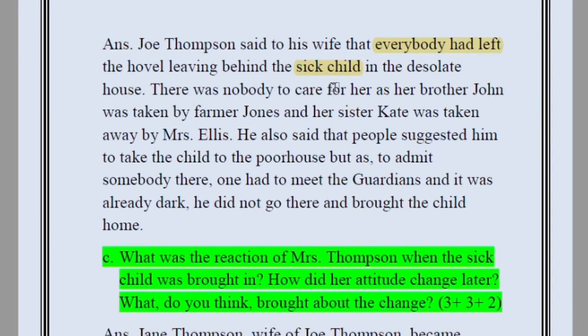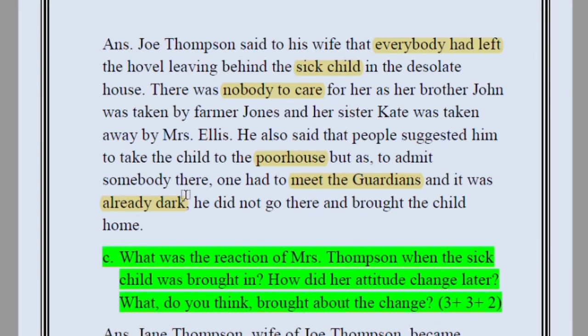Then there was nobody to care for her, as her brother John was taken by Farmer Jones and her sister Kate was taken away by Mrs. Ellis. So there was nobody to care, not even her brother and sister. They were taken away by Farmer Jones and Mrs. Ellis. And what are the other points? He also said that people suggested him to take the child to the poorhouse. But to admit somebody there, one had to meet the guardians, and it was already dark. He did not go there and brought the child home.